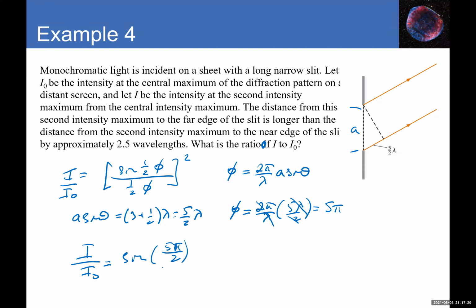So 5 pi over 2 divided by 1 half 5 pi. And finally, square this, then we get the ratio of 0.0162. There we go. All right.